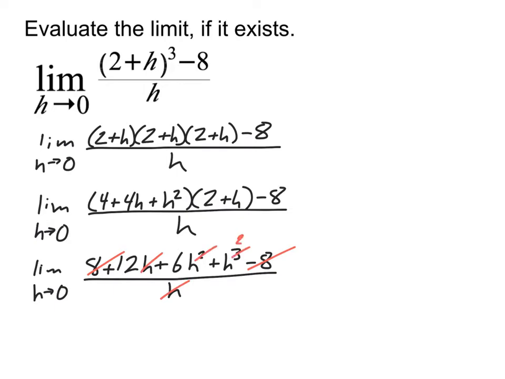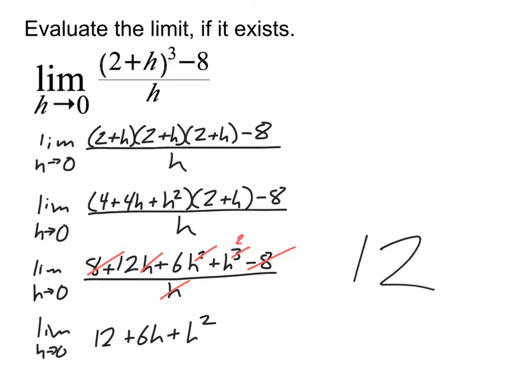And so the whole thing ends up being the limit as h approaches 0 of 12 plus 6h plus h squared. Now, it is only at this point, only after we've canceled, that I can plug in the 0. Because if I had plugged in that 0 at the start, of course I would have divided by 0. I can't do that. But at this point, I can actually do it. And so now if I plug in 0 for h, the whole thing equals 12. I got that answer, and so that is our final answer. That is the limit we're approaching.